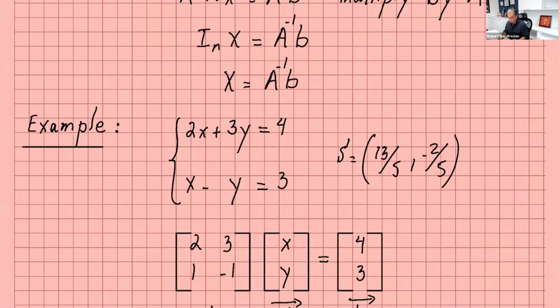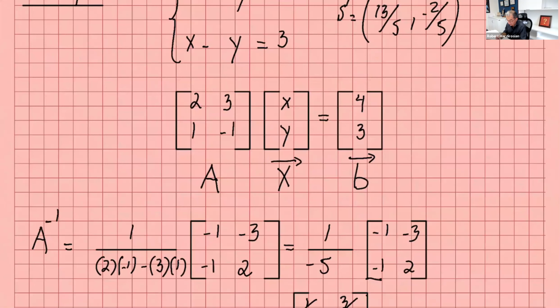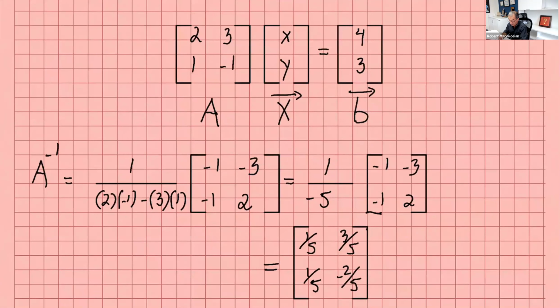Let's do a simple example so you understand that. If you have this system, you can solve this system by any method you want. If you do that, the solution is 13/5 for X and -2/5 for Y. In matrix notation, the matrix of the coefficients is this. So you have this times the vector (x, y) equals B, which is (4, 3). A times X equals B. So what we need is the inverse of this matrix, and that's a 2 by 2 matrix. You can easily find the inverse.